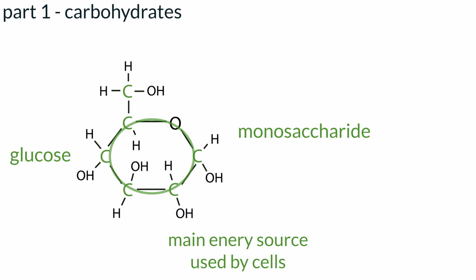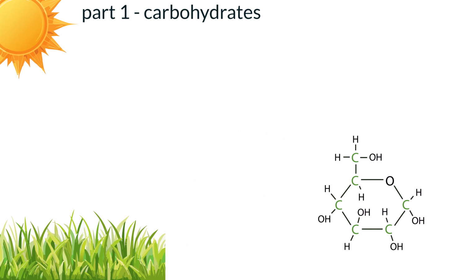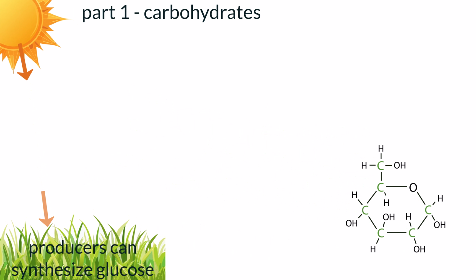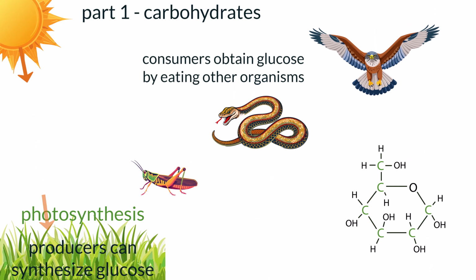The formula for monosaccharides is C6H12O6, meaning that each monosaccharide molecule contains 6 atoms of carbon, 12 atoms of hydrogen, and 6 atoms of oxygen. Producers are able to make glucose during the process of photosynthesis. Consumers, on the other hand, obtain glucose by eating other organisms.